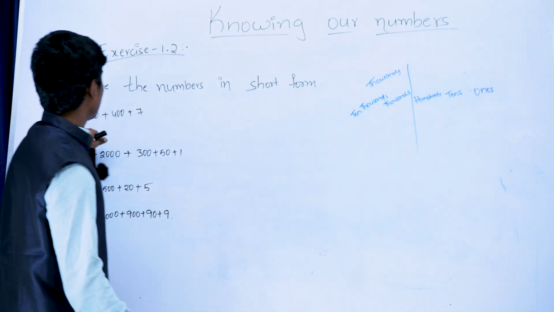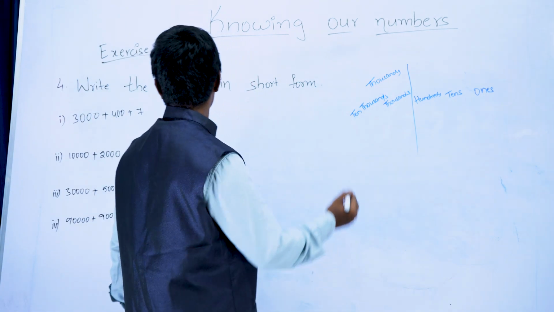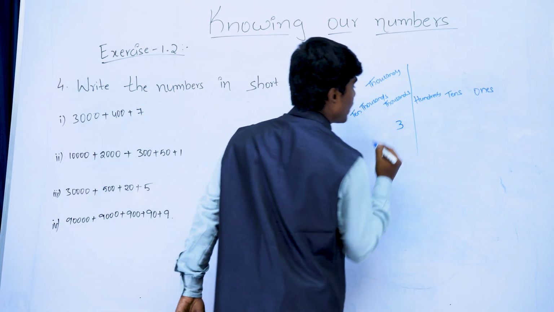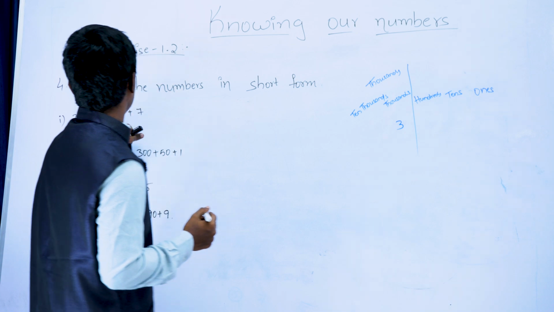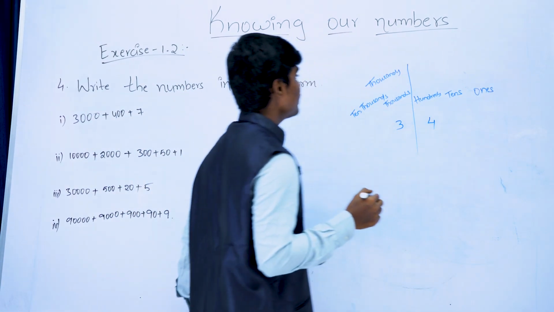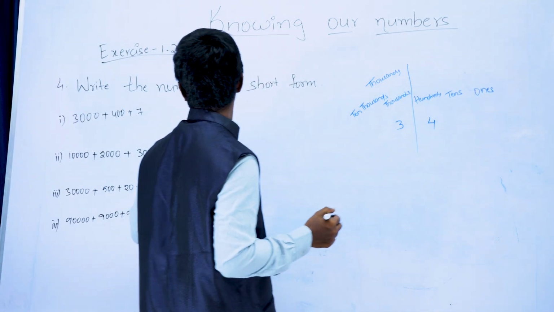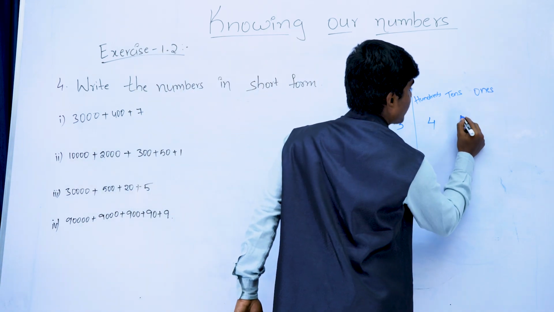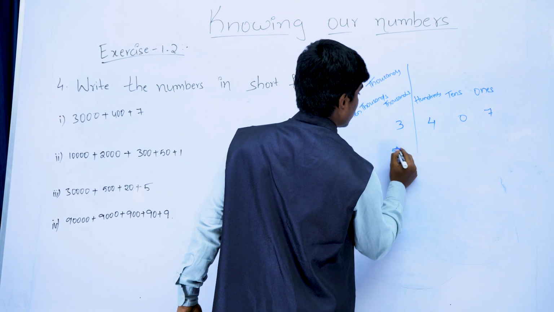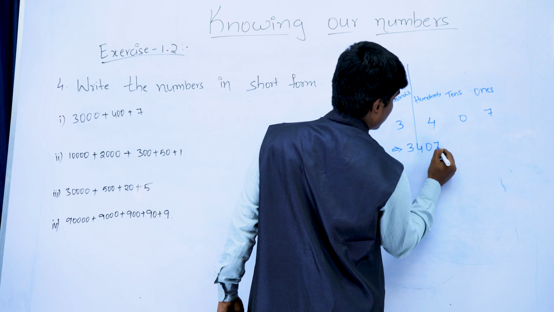See, here I gave 3,000. So, no 10,000. Here we have 3,000, which means in thousands place we have to write 3. And 4 hundreds, so we have 4 in hundreds place and 7. There is no tens place, so in tens place we have to write 0. In ones place we have to write 7. Thus, the short form is 3,407.